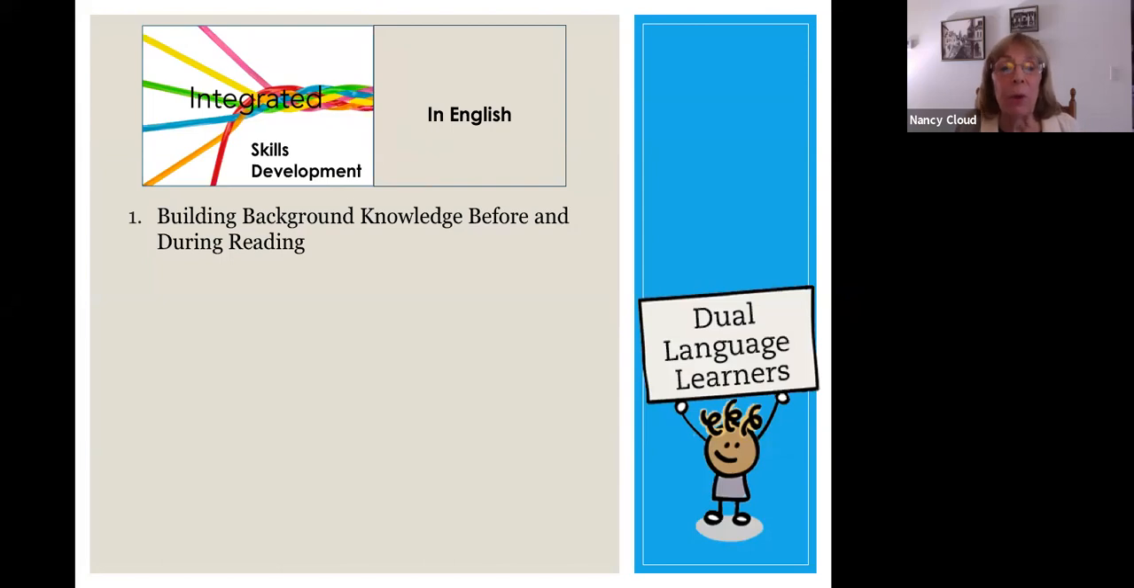So the things that we're going to look at very explicitly is what background knowledge I would have to build for maybe at least some of the kids sitting in front of me before and during reading. You don't have to do everything ahead. Some of it could be done as you're reading, but there will be kids sitting in front of me where maybe I have to provide some background knowledge.